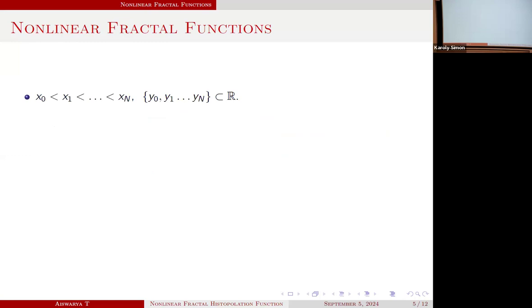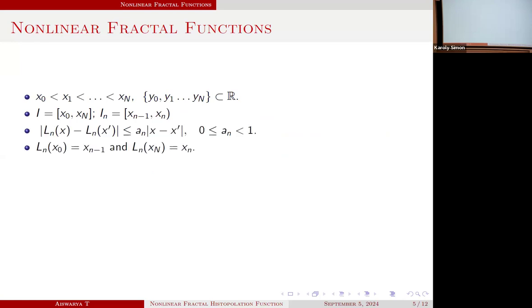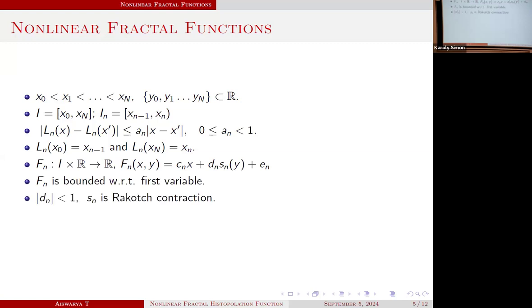So we are given a finite set of points x0, x1, ..., xn, which are strictly increasing, and then another finite set, which is a subset of the real numbers. And then we denote I as the largest interval [x0, xn], and I_n as the subintervals. Then we define the maps l_n on I as contraction maps, and they map the endpoints of the interval to the subintervals. Now we have F_n from I cross R to R defined as c_n x plus d_n S_n(y) plus e_n. The c_n's, d_n's and e_n's are constants. S_n is a Rakotch contraction.